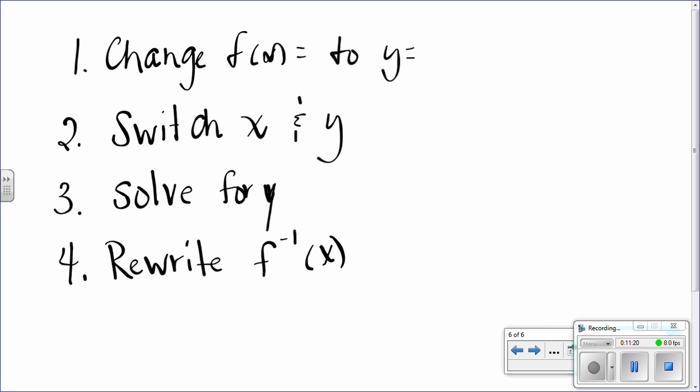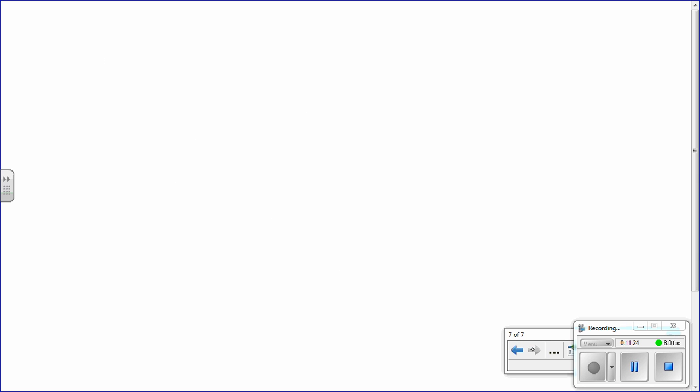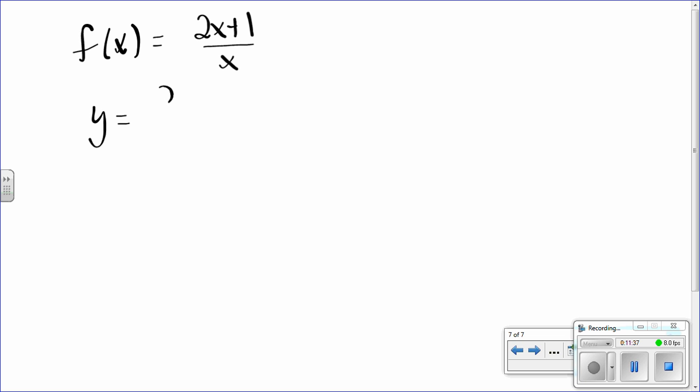Alright, you have them? Alright, we're going to find the inverse of f of x equals 2x plus 1 over x. Alright, rewrite it. Y equals 2x plus 1 over x. That was the first step. Alright, what's the second step? Switch, so x equals 2y plus 1 over y. Alright, we're halfway there.